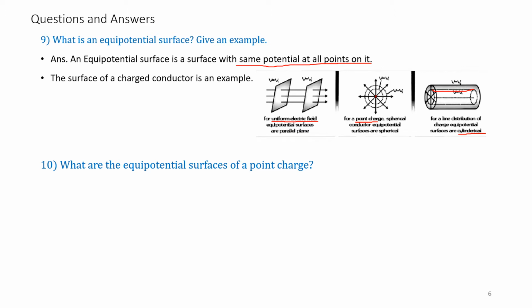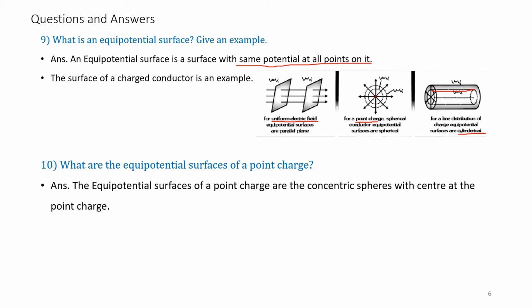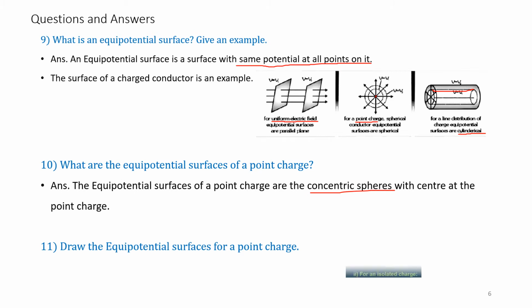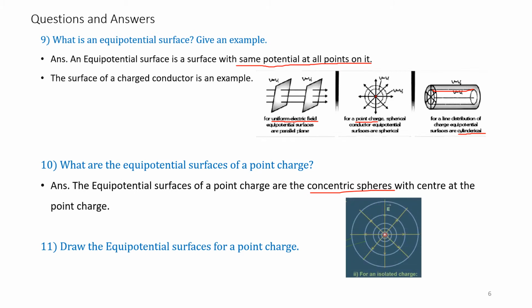What are the equipotential surfaces of a point charge? The equipotential surfaces of a point charge are concentric spheres with center at the point charge, as we explained earlier. Draw the equipotential surfaces of a point charge. So this is the equipotential surface. In the cross section, these are the lines of force, and these spheres are the equipotential surfaces, and E is in this direction.